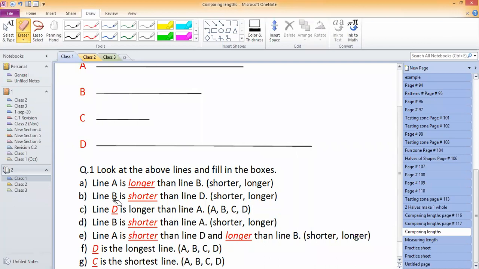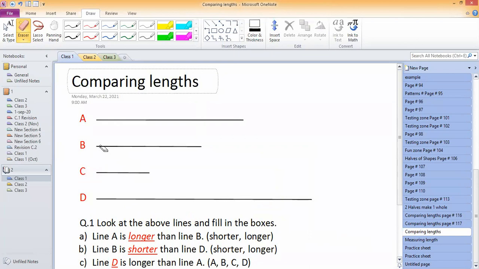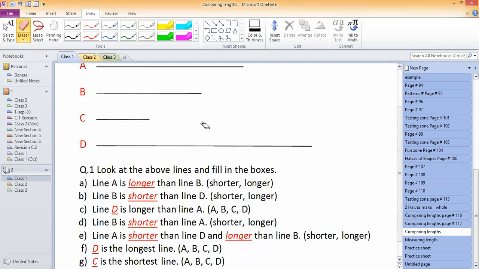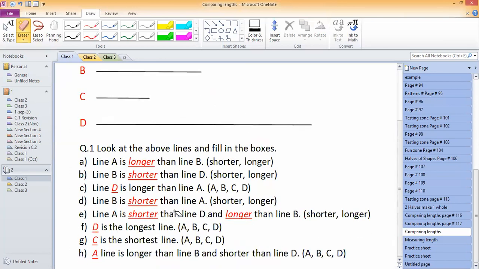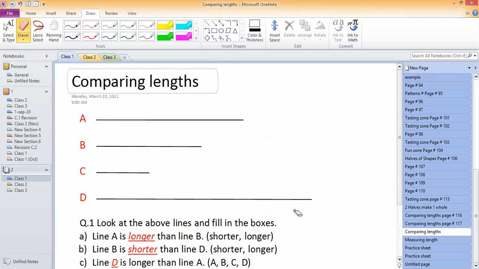For question number 1D, line B is dash than line A. You check the length of line B. This is B and this is A. You can easily see that B is shorter than A, so you will write line B is shorter than line A. For question E, line A is dash than line D. This is line A and this is line D. Line A is not longer than D. It is shorter. So you will say line A is shorter than line D, and dash than line B.